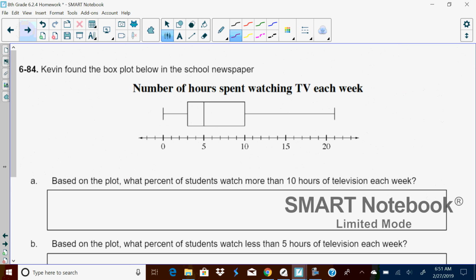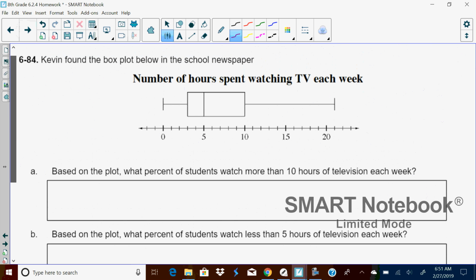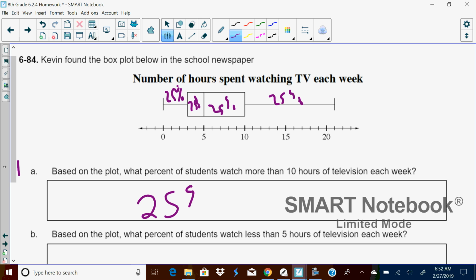Okay, problem 84. Kevin found the box plot below in the school newspaper. Number of hours spent watching TV each week. Based on the plot, what percent of students watch more than 10 hours? So each of these is separated into 25%. It's 25% of the data. So 10 or more is 25%. Based on the plot, what percent watch less than 5 hours? Well, it's 25 and 25, which will be 50%.